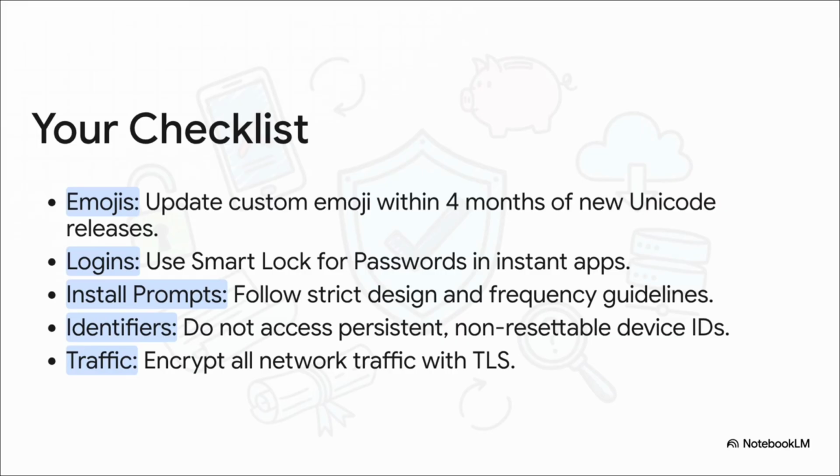1. For emojis, if they're custom, put that 4-month update window on your calendar. 2. For instant app logins, just use Smart Lock. 3. For install prompts, stick to the material design playbook, no funny business. 4. For identifiers, stay away from anything persistent and non-resettable like IMEI. And finally, number 5, encrypt all your network traffic, always.